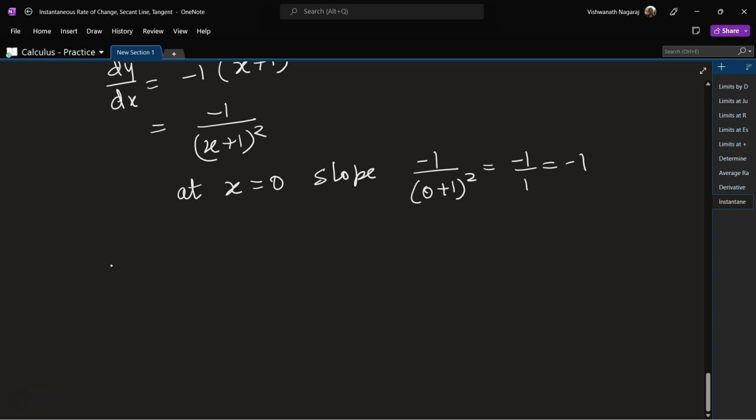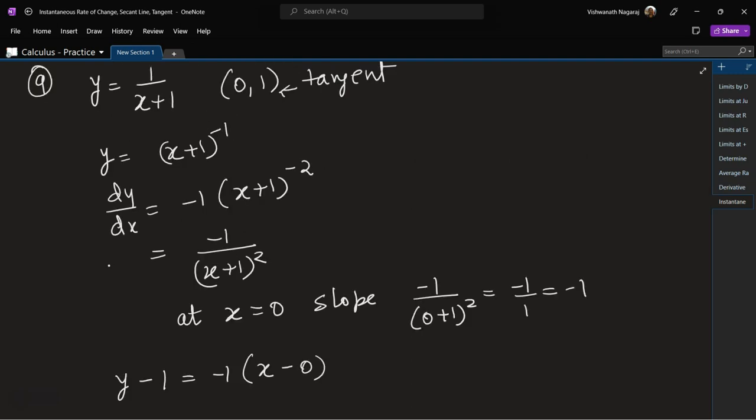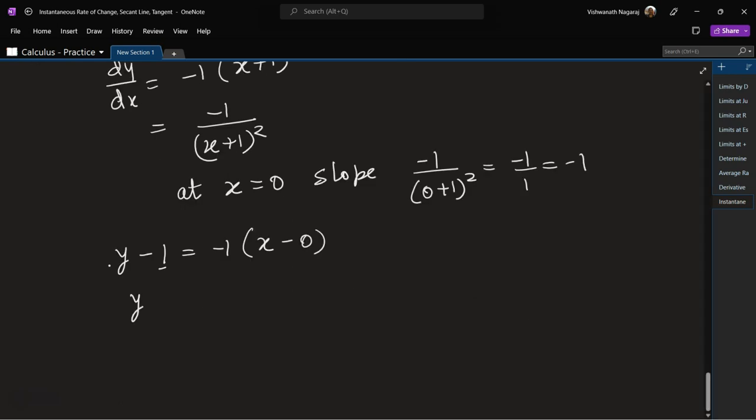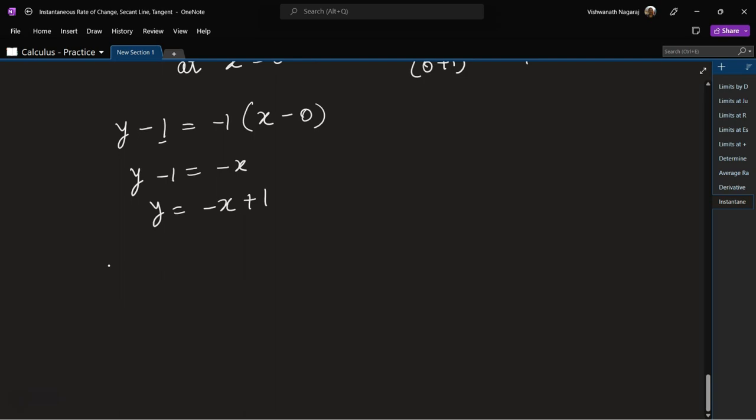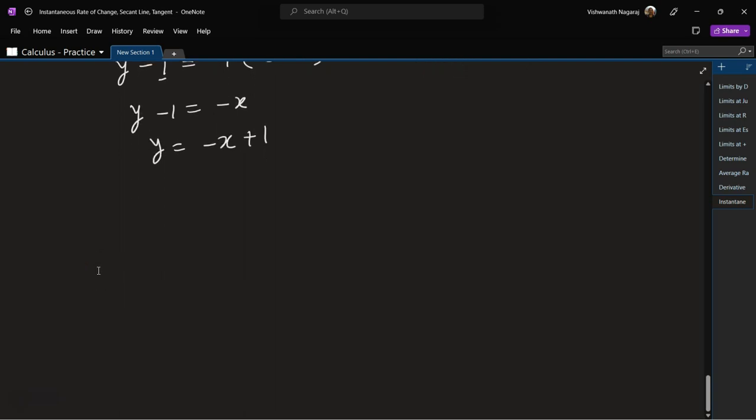Okay, so now we have the slope and we have a point. So equation of the tangent line is y minus 1 is equal to minus 1, the slope, times x minus 0. So 0 comes from here and this 1 comes from here. Now simplify. y minus 1 equal to minus x. So y is equal to minus x plus 1. That is the equation of the tangent at 0, 1 on the given curve.